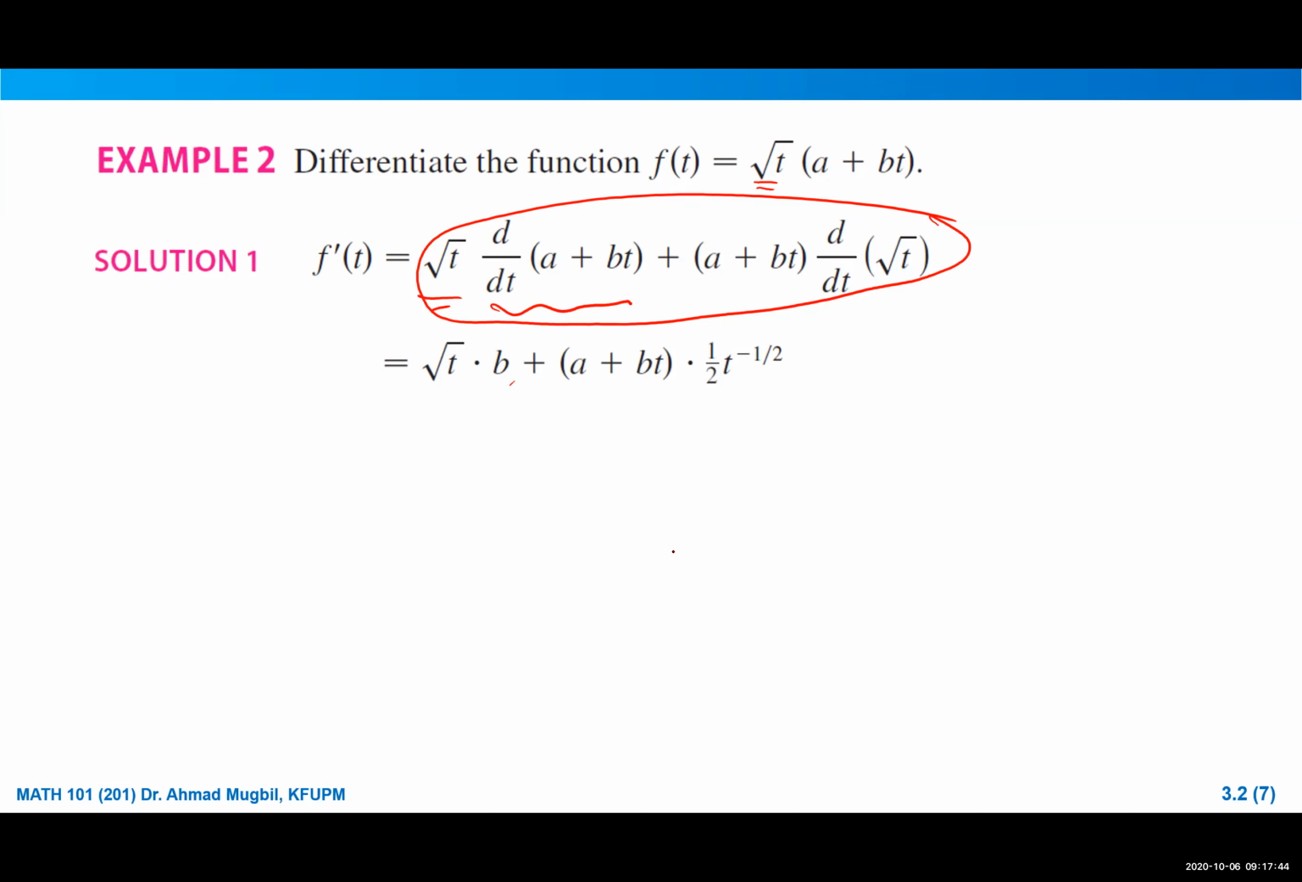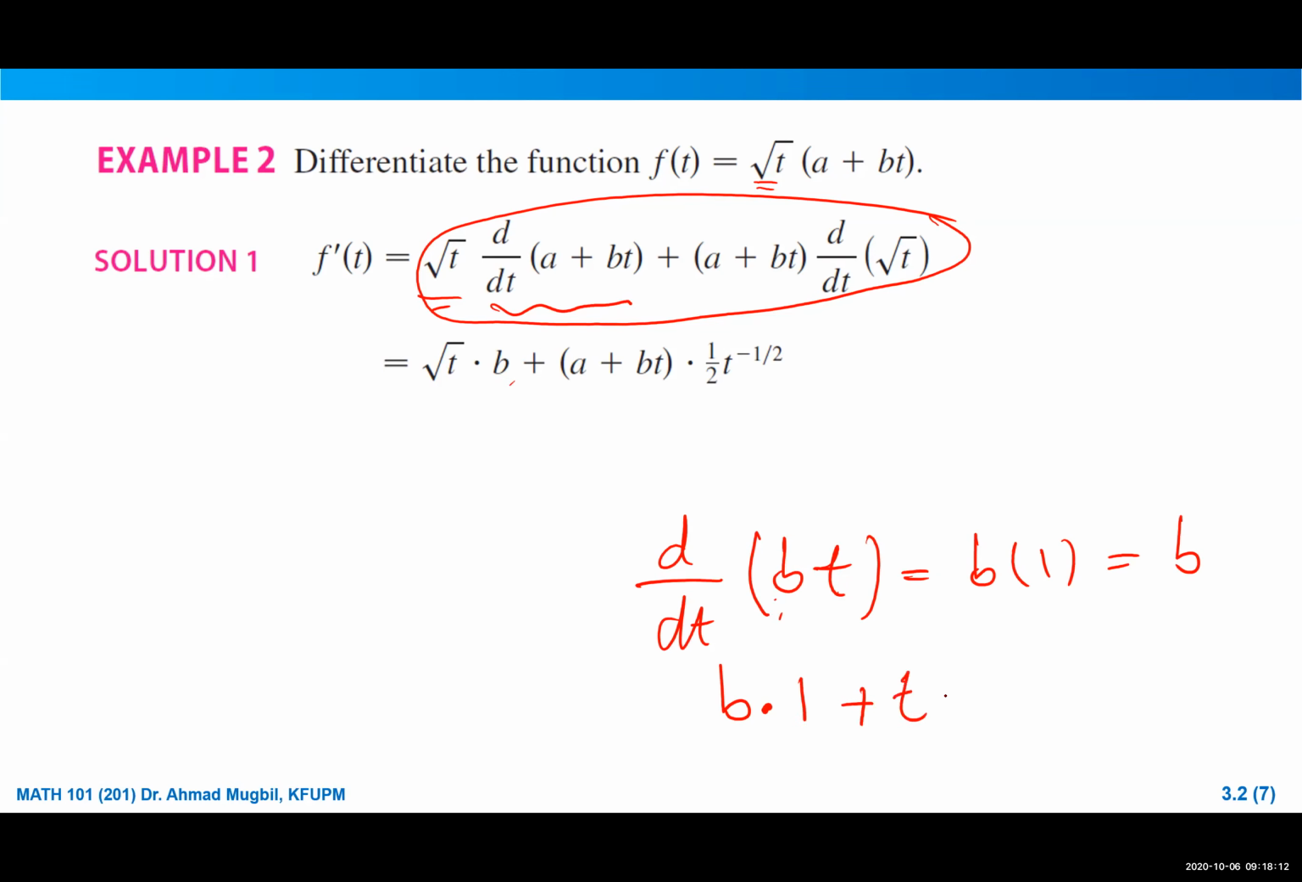And it should be clear for you why the derivative of bt is b by the constant multiple rule. The b will go outside, so it will be b multiplied by the derivative of t, which is 1, so it will be b. Or you can think about it as a product also. So this is a product of two functions, so it will be the first one multiplied by the derivative of the second one, which is 1, plus the second one multiplied by the derivative of the first one.